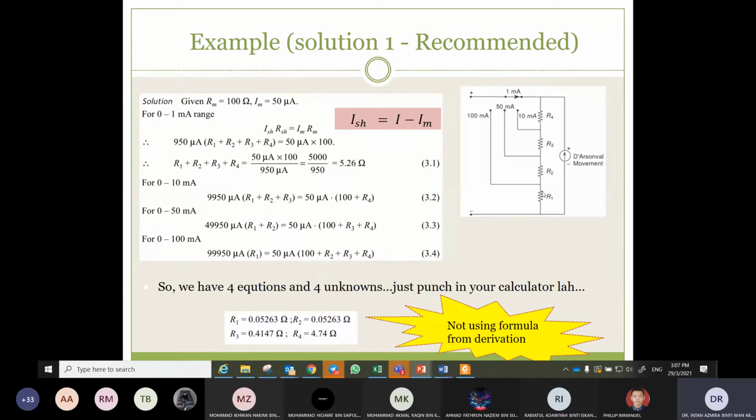So it is better to start with the 100 milliamp range. Let's start here. For 100 milliamp, this is I shunt 1. R shunt 1 is only R1, right? Okay, so please calculate now. So how to get 99950 micro? How to get?